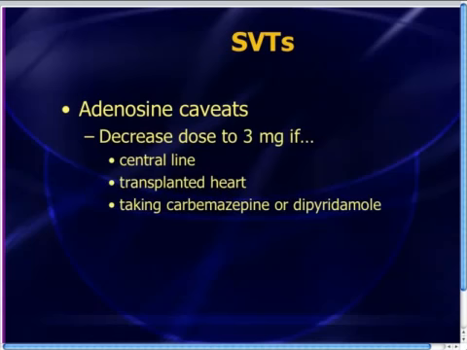All right. Couple other caveats. You can usually start with 6 milligrams of adenosine with your first dose. If that doesn't work, go to 12 milligrams and repeat at 12 milligrams. But if the patient has a central line or a heart transplant, or if they're on carbamazepine or dipyridamole, you can start with 3 milligrams instead of 6 milligrams. It's perfectly reasonable, and if that doesn't work, then you double it to 6.